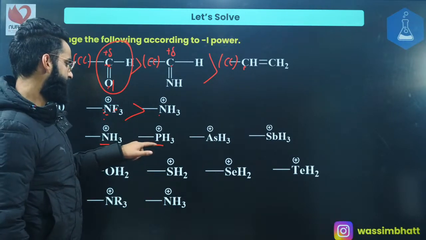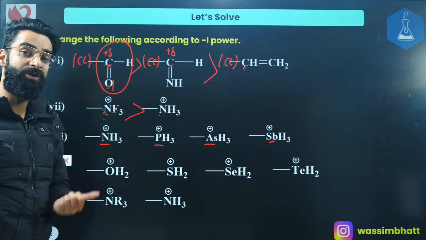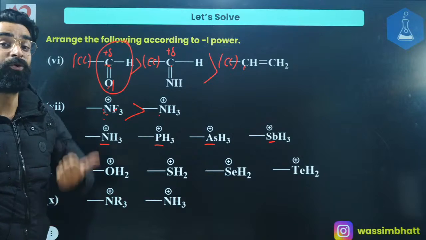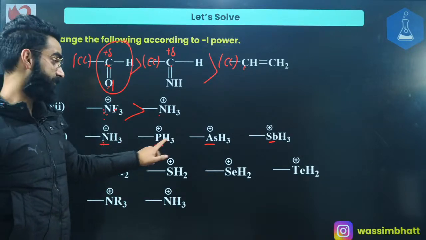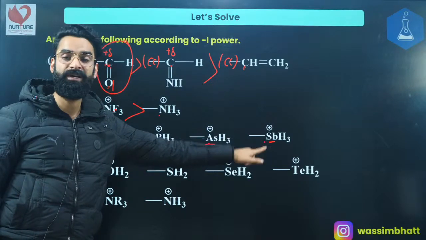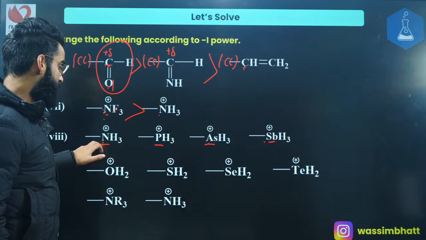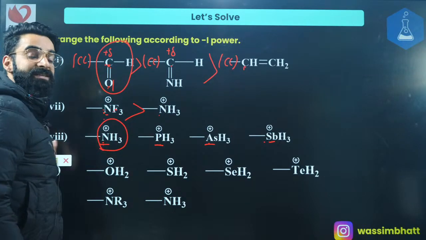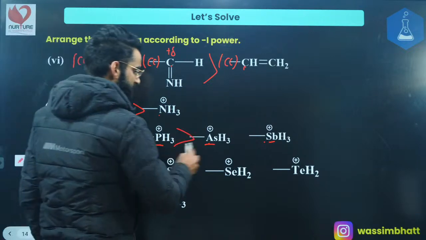Nitrogen positive charge, phosphorus positive, arsenic positive, antimony positive. Positive charge on an electronegative element makes it more electronegative. So this nitrogen being more electronegative as compared to this phosphorus, as compared to this arsenic, as compared to this antimony, right? More electronegativity means more is going to be the power of this group to drag the sigma electrons from this carbon chain towards itself. So this is going to be the minus I power, right?